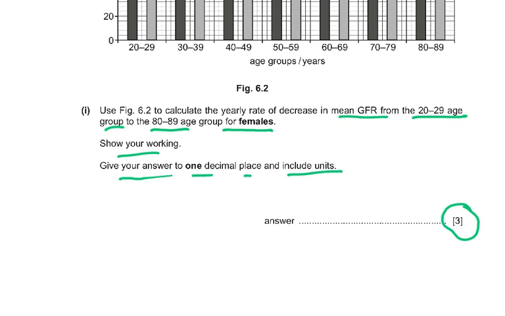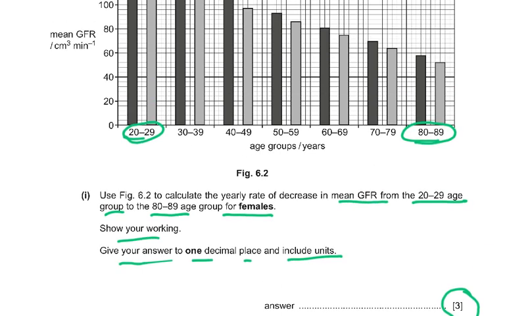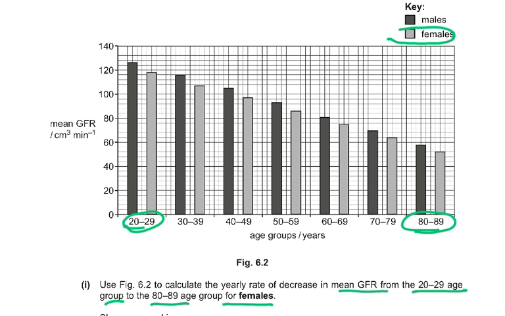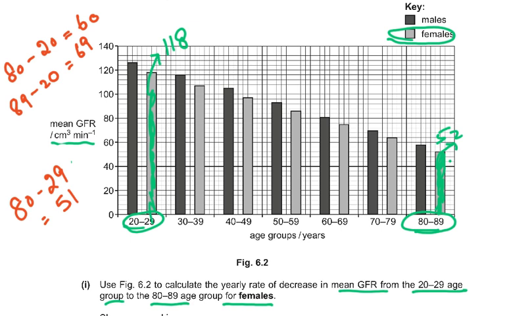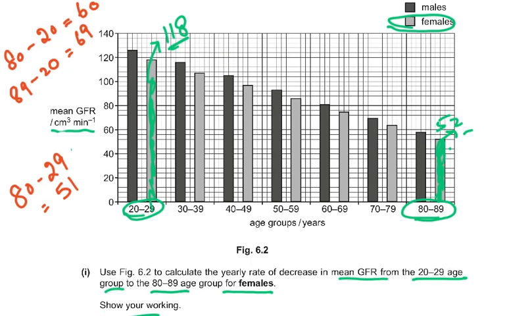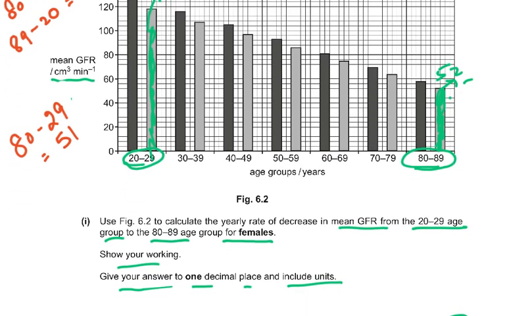So we're going to be talking about 20 to 29 and 80 to 89, and the important thing is females. So let's look at the females here. This is the females here, and this is the females here. So let's look at these figures now. In this situation, you can see it is 118 here and 52 here. So 118 minus 52, well, that of course becomes the standard. 118 minus 52. But then what do you divide it by?